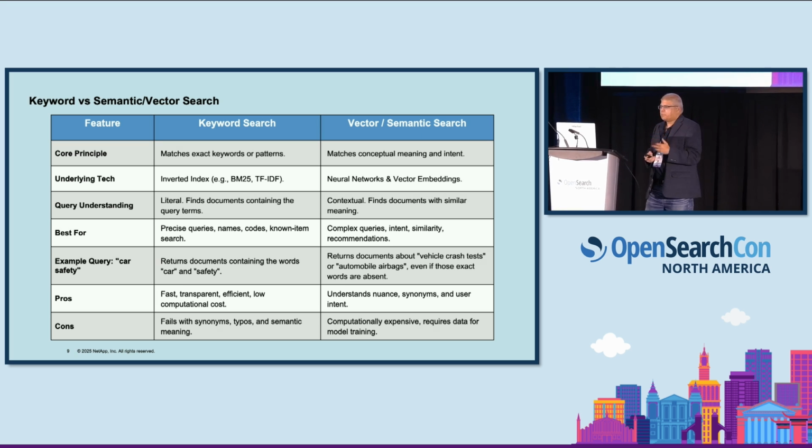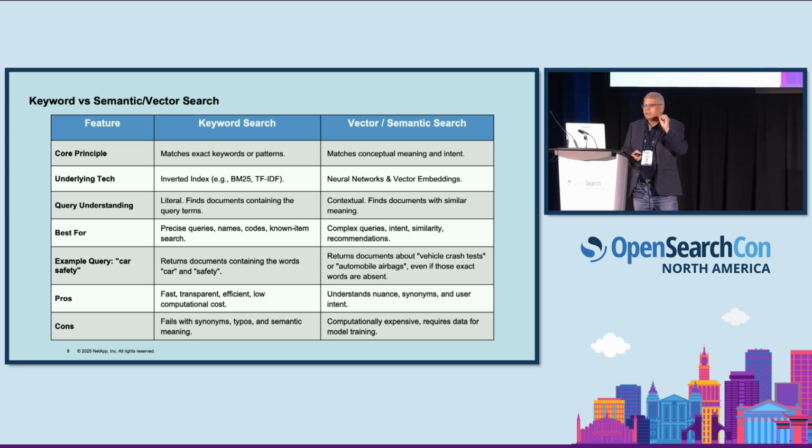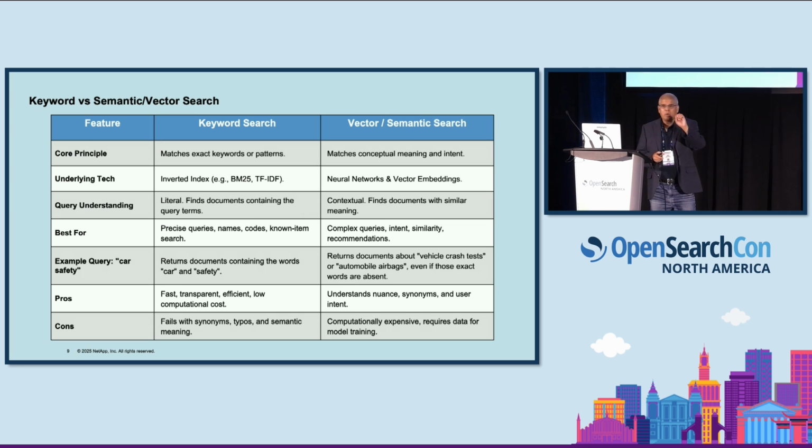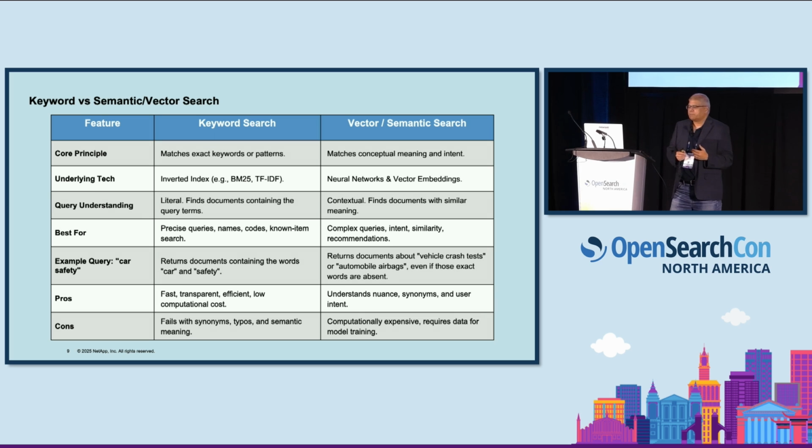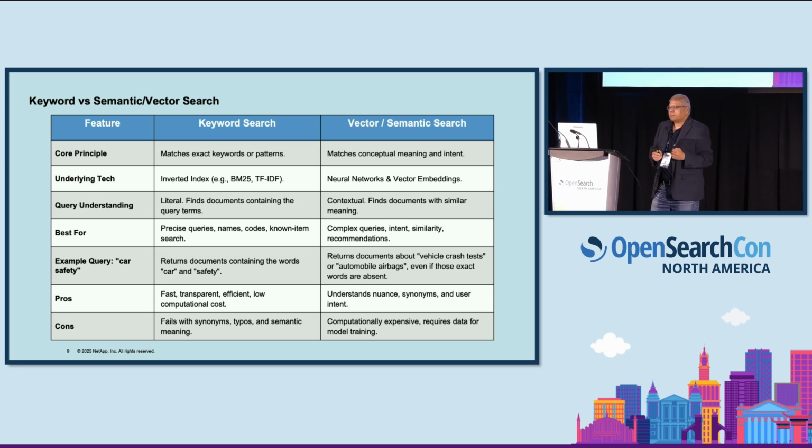So keyword search is best for precise queries, if you're searching for a code or a known item. Vector search is best for complex queries where you're looking for some intent, similarity, recommendations, things like that. And there's an example I'm giving there.